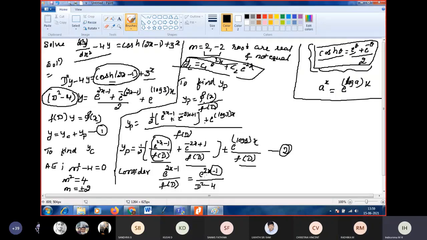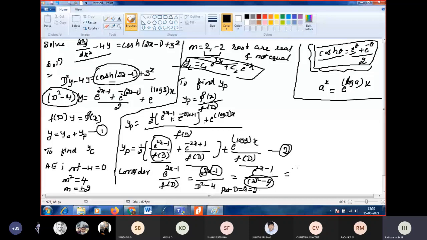Here a is 2, the coefficient of x is 2. So put D equal to a, that is 2. Therefore this becomes e power 2x minus 1 by 2 square minus 4. What is 2 square? 4. 4 minus 4 is what? 0. So the denominator is 0.